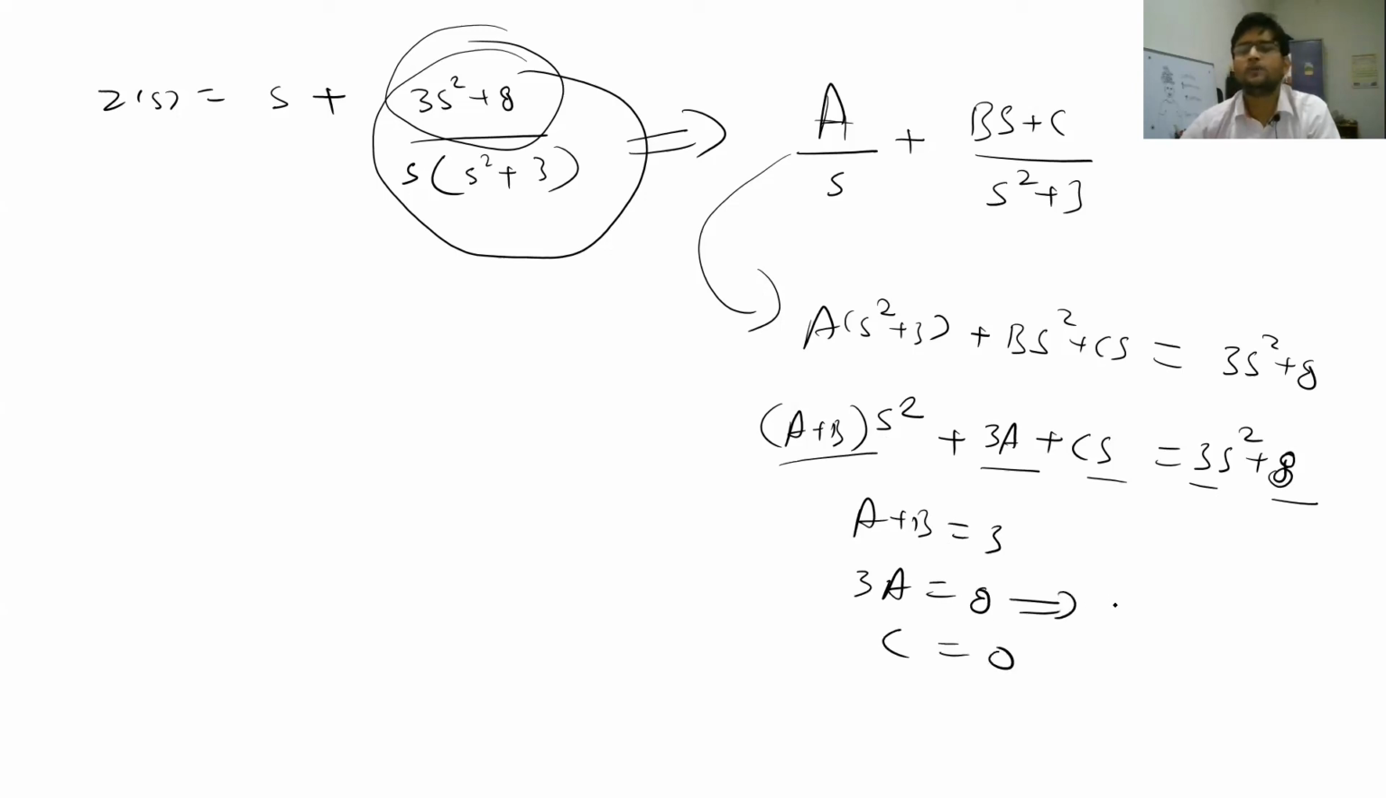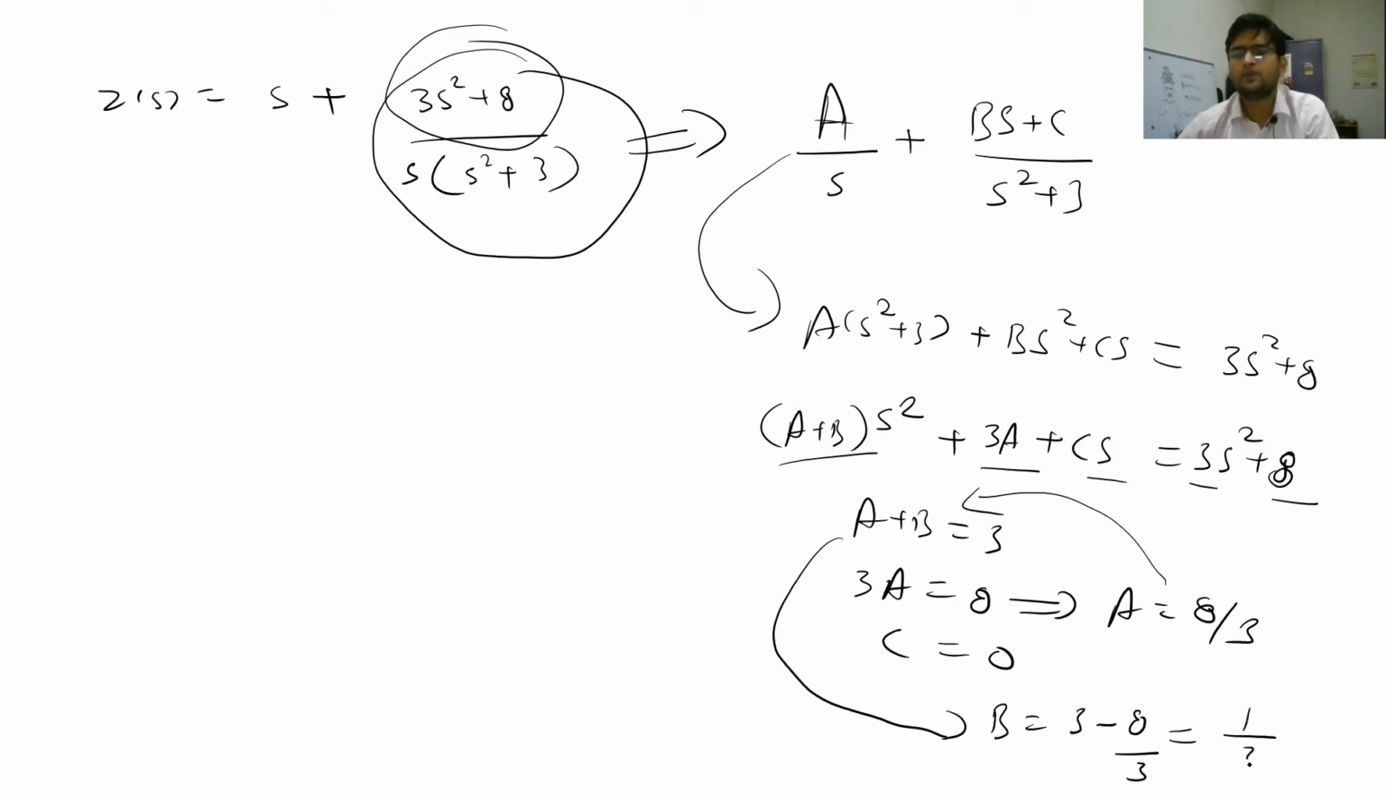So from here you get A is equal to 8 divided by 3, and if you put this here, you will get B is equal to 3 minus 8 divided by 3, which is equal to 1 upon 3. 9 minus 8 means 1, divided by 3.